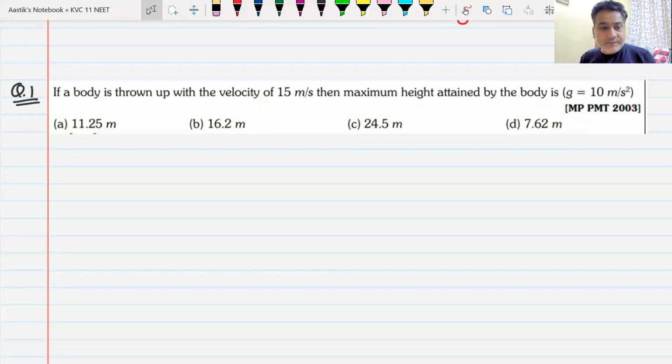Here comes the question. A body is thrown up with a velocity of 15 meter per second. What is the maximum height attained by it? G has to be taken as 10 meter per second square and I'll give you 2 minutes to solve this.